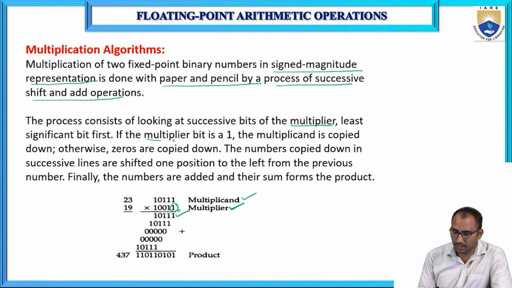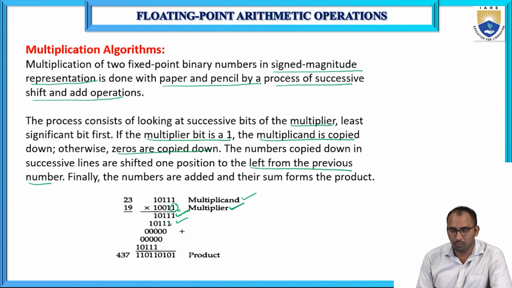Okay, so if the multiplier bit is equal to 1, the multiplicand is copied. Otherwise, zeros will be copied. The numbers copied down in successive lines are shifted one position to the left from the previous number. So every time the bits are copied, one position will be shifted left. When you compare these two, the bottom number of bits will be shifted left by one position. In this way, all the multiplicands will be copied down.